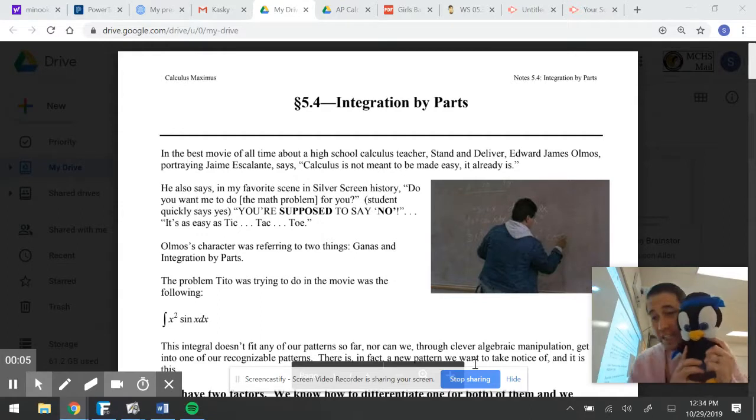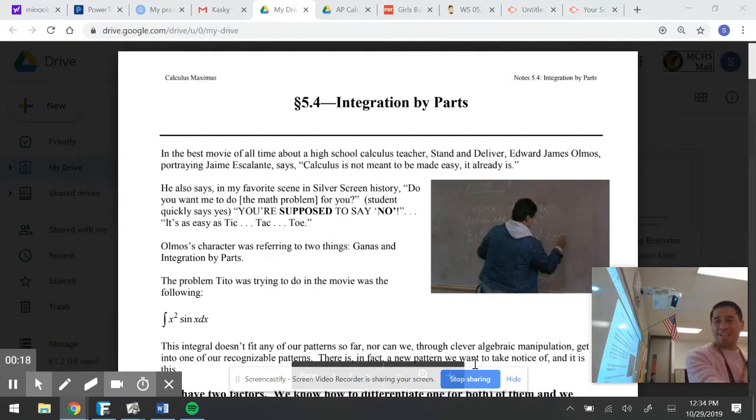It's an old little Stand and Deliver reference, right? They do this little tic-tac-toe thing in Stand and Deliver, which is a shortcut for integration by parts. And so we're going to do a little Zorro method, right?